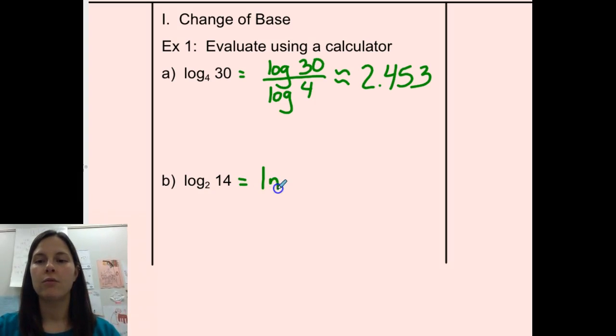Second one, we'll use the natural log. So we'll change this to natural log of 14, which is higher than the 2 in the original question. And again, just punch this into your calculator, and we get about 3.807.